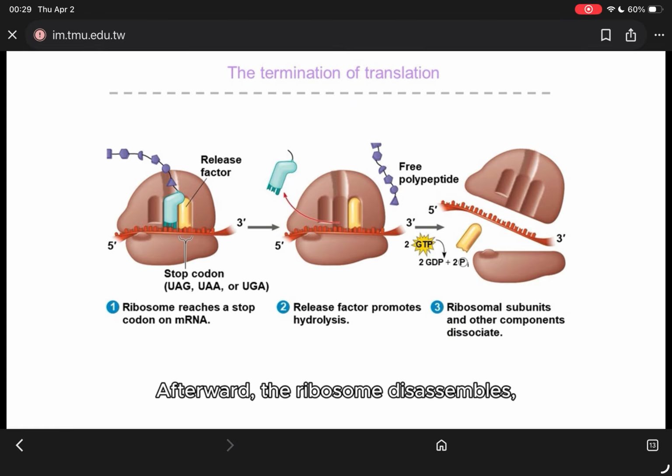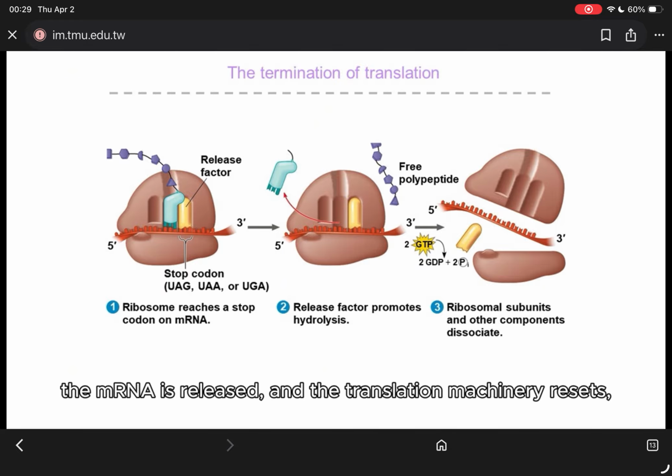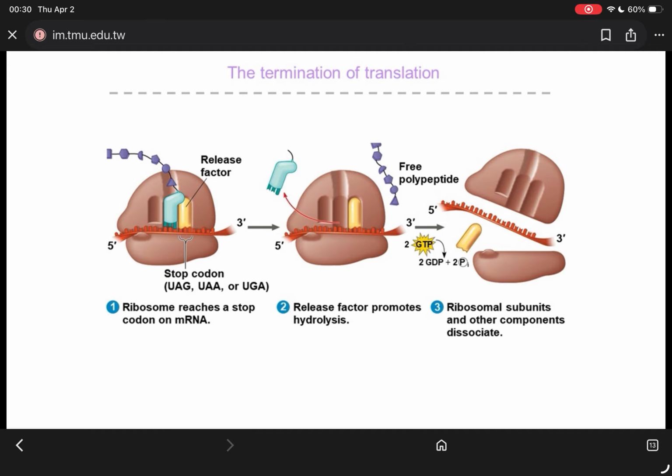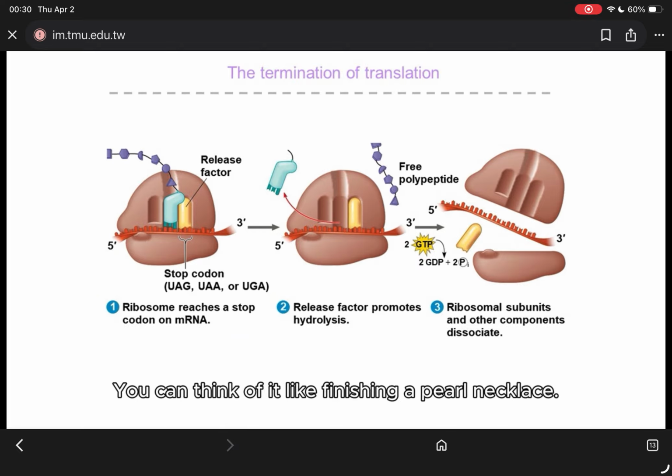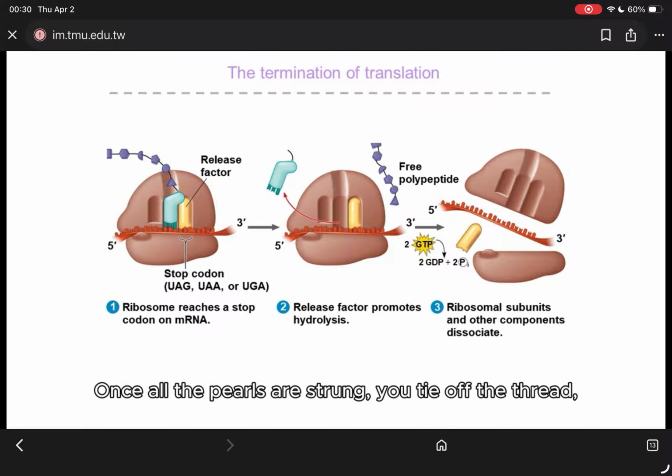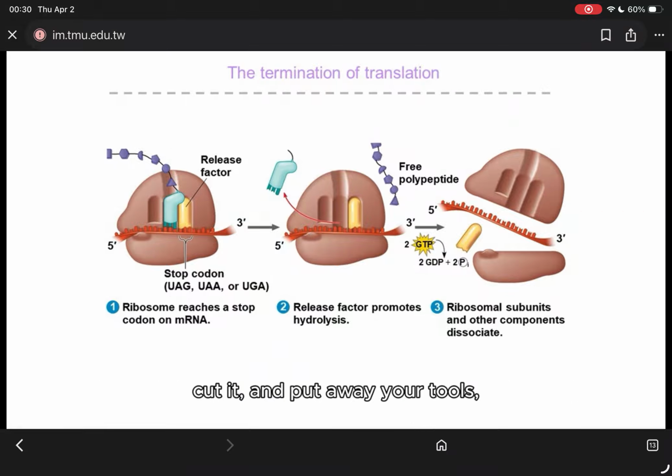Afterward, the ribosome disassembles. The large and small subunits separate, the mRNA is released, and the translation machinery resets, ready for the next round of protein synthesis. You can think of it like finishing a pearl necklace. Once all the pearls are strung, you tie off the thread, cut it, and put away your tools, ready to start again whenever needed.